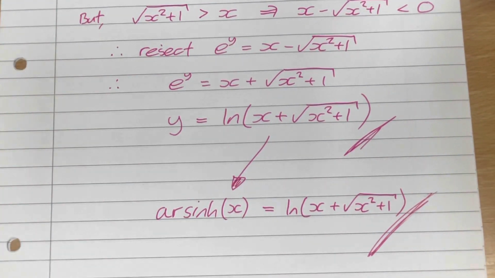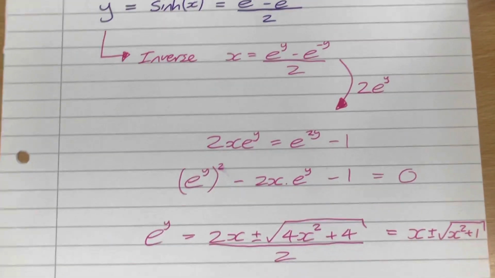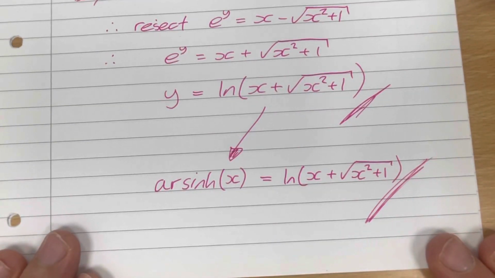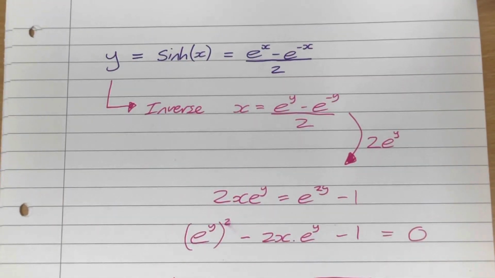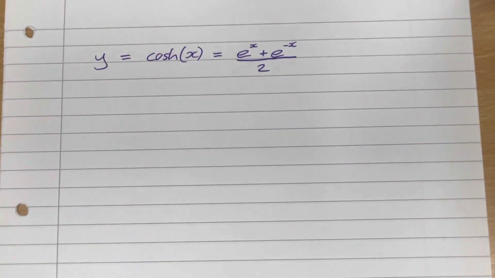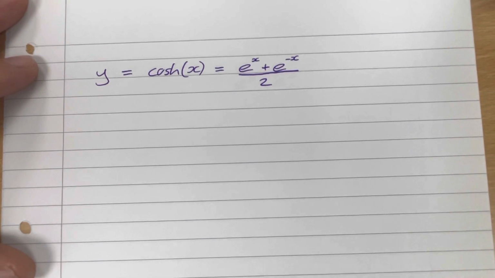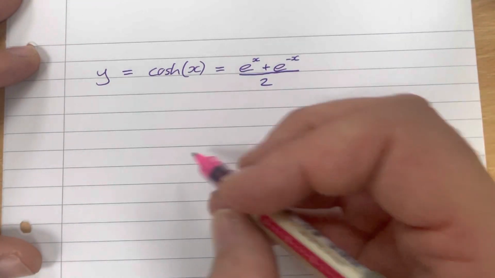So that is the sinh function, and that would typically be 4 marks or so to get that answer out. The cosh one is slightly different. It takes a little bit more justification as to why we reject the negative root. So let's have a look at this.